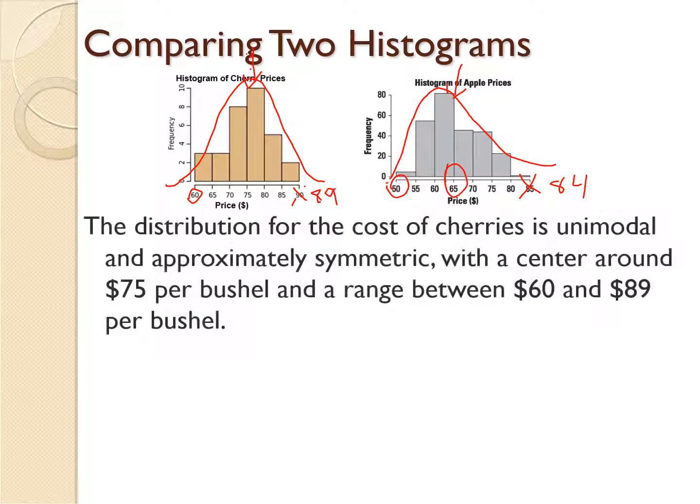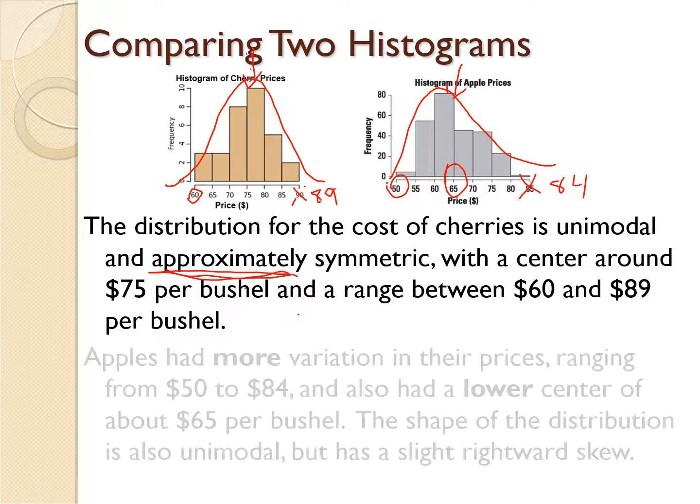So when we write this out, the distribution for the cost of cherries is unimodal and approximately symmetric, with a center around $75 per bushel and a range between $60 and $89 per bushel. So that was for the cherries only. Also, just to note, we always want to have that "approximately" before symmetric if it's not exactly symmetric, which it pretty much never is with real data.